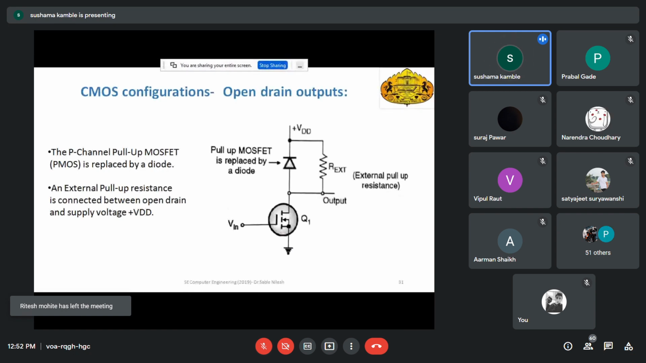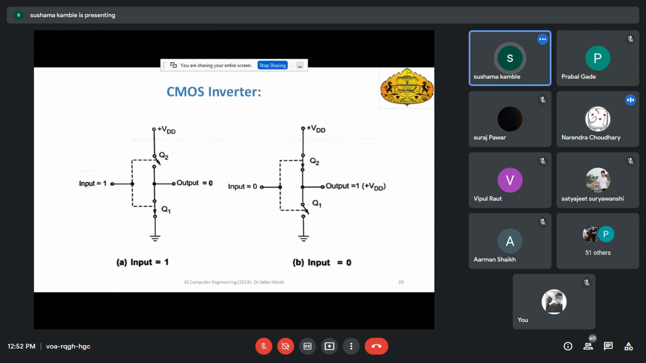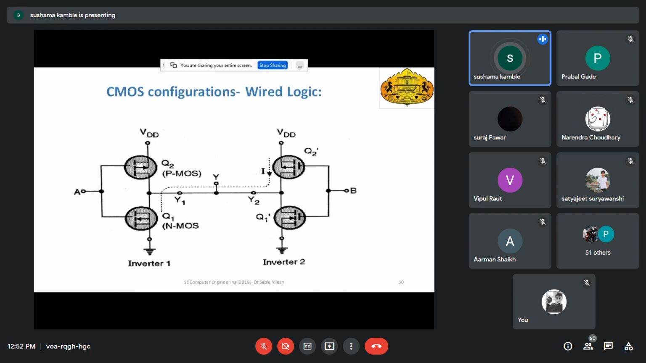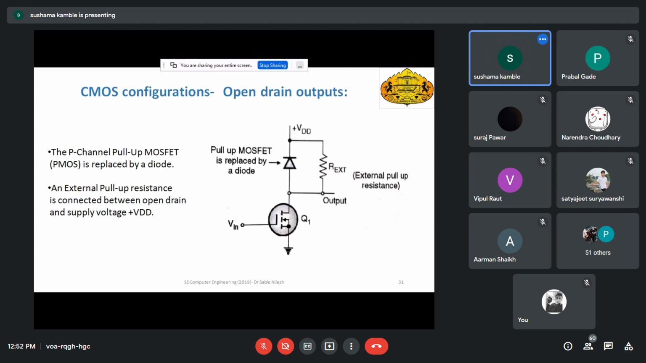Now just remember this diagram of the inverter. Similarly here we have the open drain, and it is called an open collector output in case of TTL, and here in case of CMOS it is considered as open drain outputs. What has been done here?